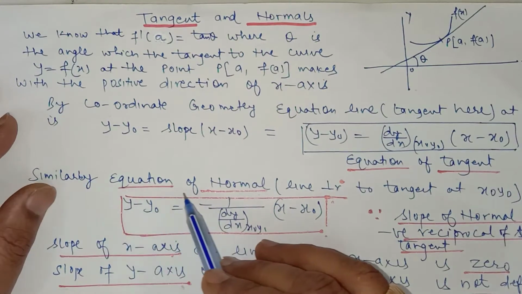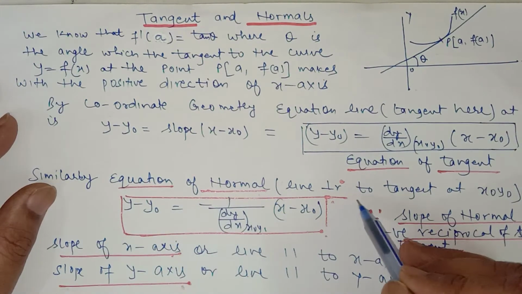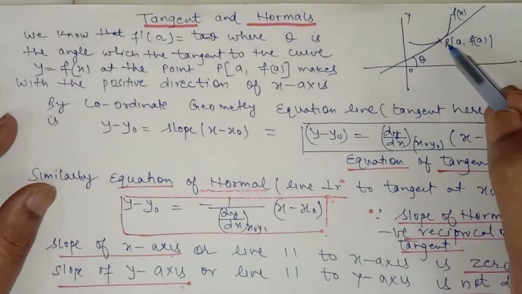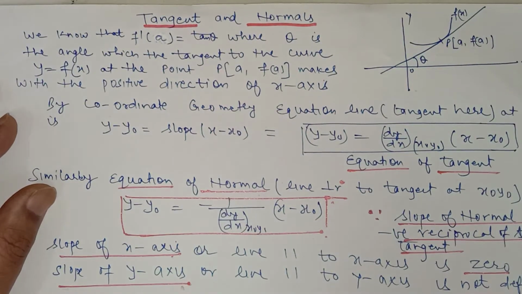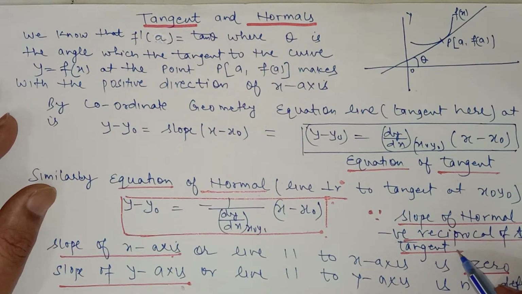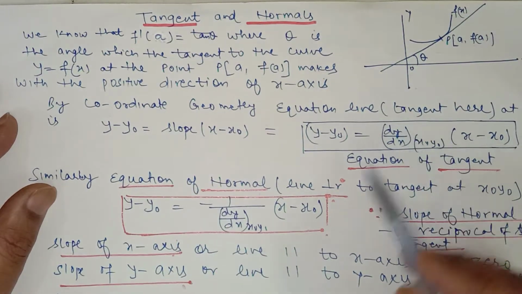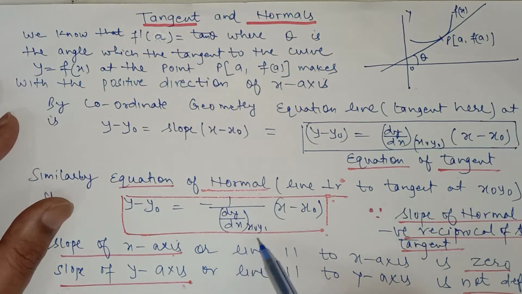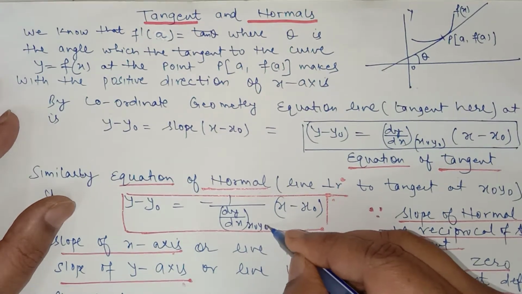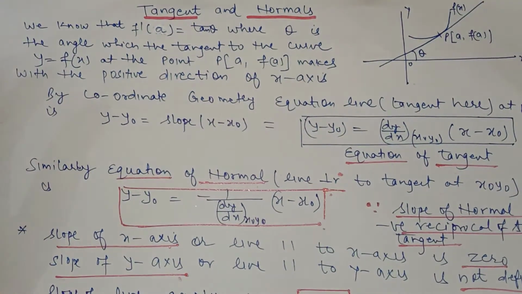Now similarly we can find the equation of the normal, because the slope of the line perpendicular to the tangent at the point (x naught, y naught) is minus 1 upon dy/dx. It is the negative reciprocal of the slope of the tangent. So replace the slope by minus 1 upon dy/dx at the point (x naught, y naught), which gives the equation of the normal at the point (x naught, y naught).